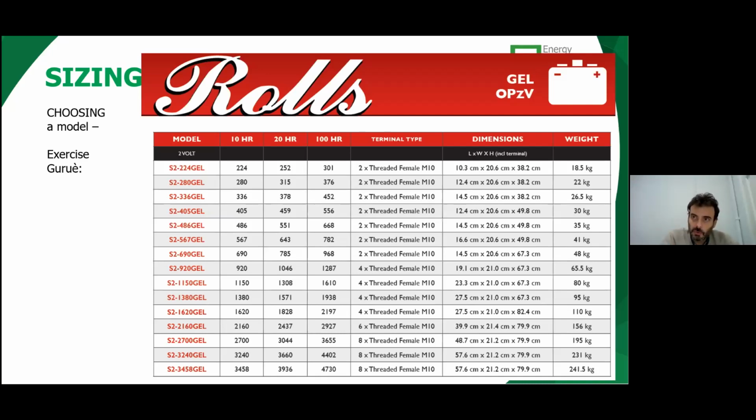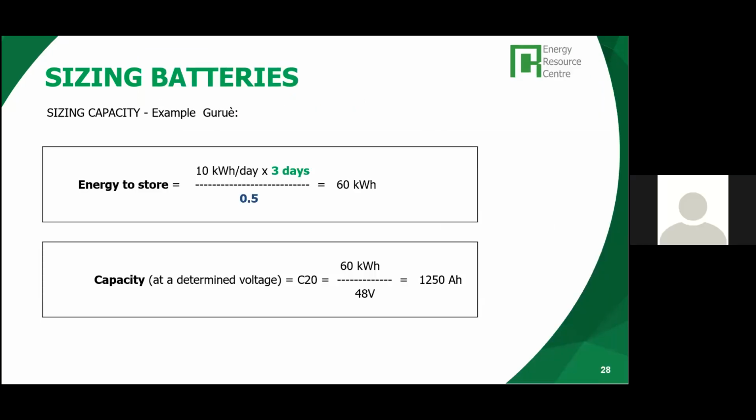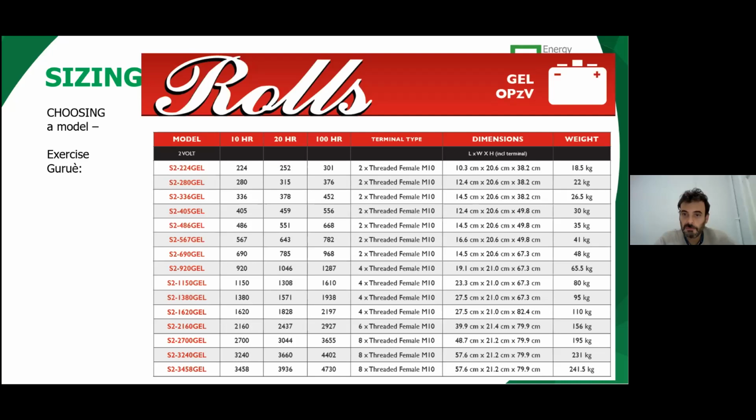Here I'm sharing with you the catalog of the OPZ-V range of batteries from a very good manufacturer from Canada and UK, which is called Rolls batteries. And here we can see the catalog of batteries they have. Now, we have calculated that we need a battery with a capacity of 1,250.